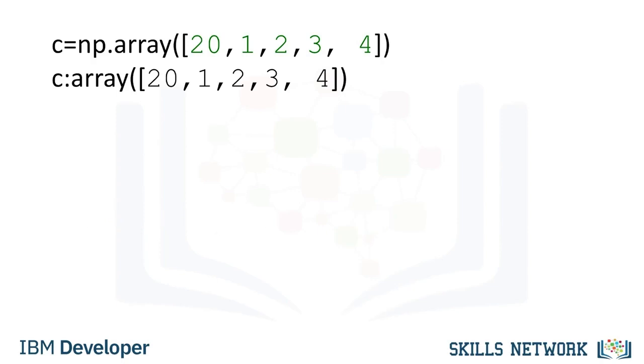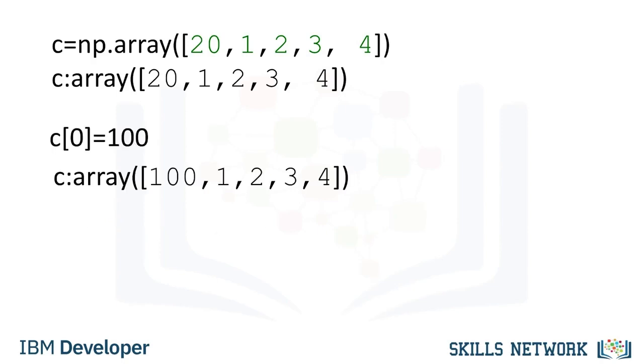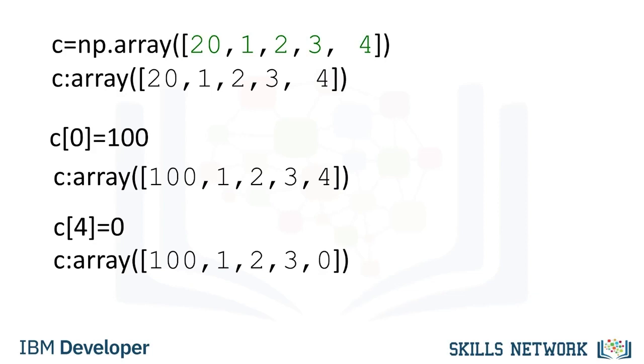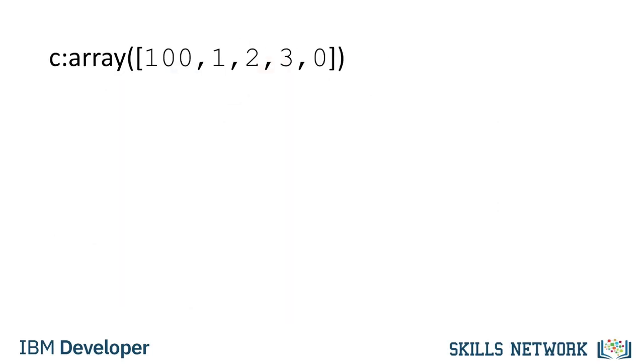We can change the first element of the array to 100 as follows. The array's first value is now 100. We can change the 5th element of the array as follows. The 5th element is now 0. Like lists and tuples, we can slice a NumPy array. The elements of the array correspond to the following index.